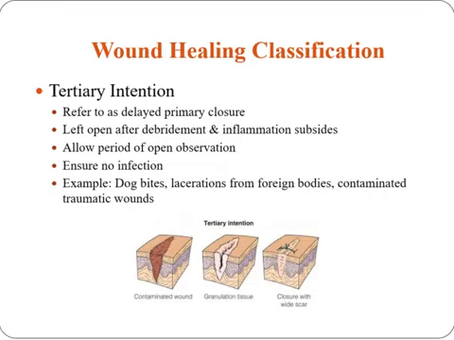Tertiary intention. So this refers to delayed primary closure. So they're often left open, like after debridement or until inflammation subsides, or we need to watch an area, for example. We make sure there's no infection. So examples might be dog bites, lacerations from foreign bodies, contaminated traumatic wounds, those sort of things. They are going to heal by tertiary intention.